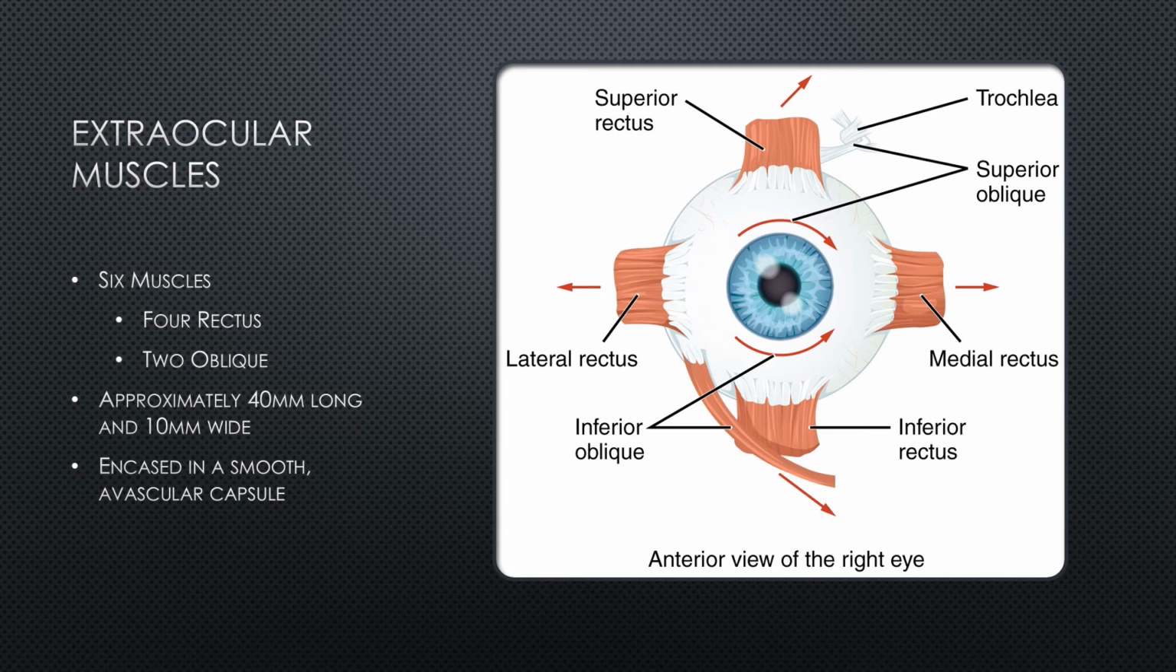There are 6 extraocular muscles, 4 rectus or straight muscles, and 2 oblique extraocular muscles. They all help to control eye movement. The muscle cone is surrounded and protected by fat, and each muscle is approximately 40 millimeters long and 10 millimeters wide at the point of insertion. Each muscle is encased in a smooth avascular capsule.